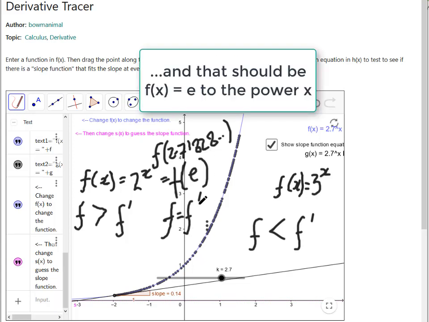I'm sure you're familiar with the constant pi, 3.14. e is another constant that's very handy in mathematics. And e is the number, between 2 and 3, where the slope of the graph is exactly the same as the height of the graph. So f is exactly equal to f dashed.